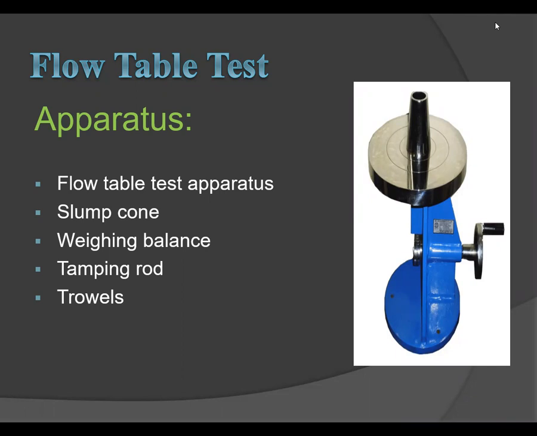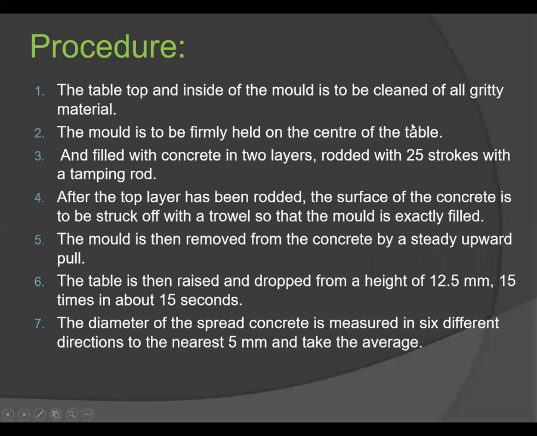First we require a flow table test apparatus, then a slump cone, weighing balance machine, tamping rod and so on. Firstly, I will explain the different parts of the flow table test apparatus. This is our slump cone. Its top diameter is 17 centimeter and bottom diameter is 25 centimeter. Its height is 12 centimeter.